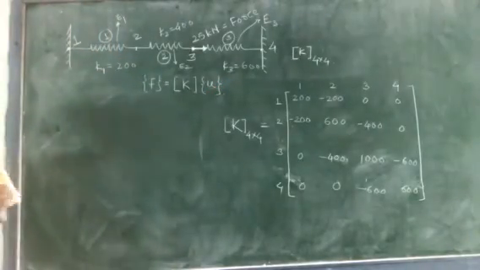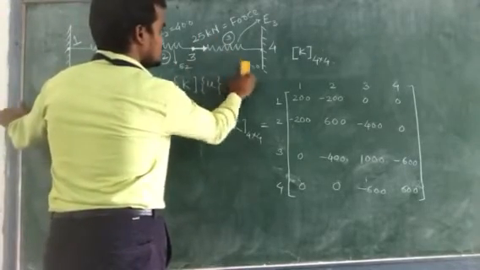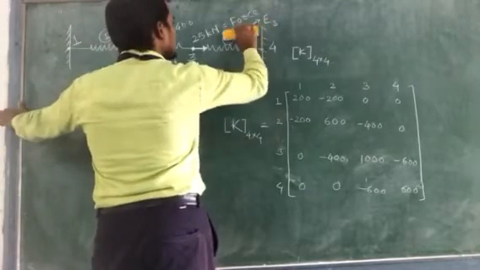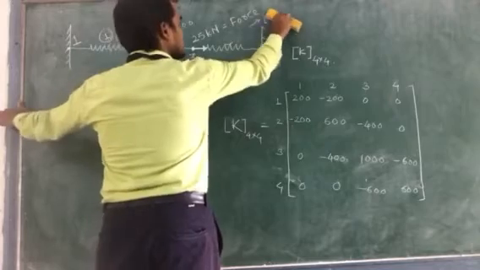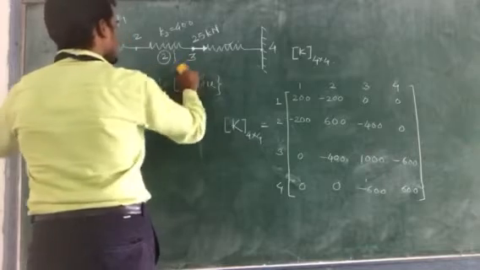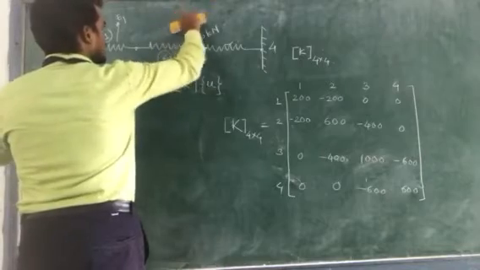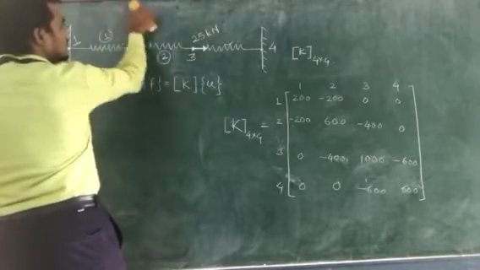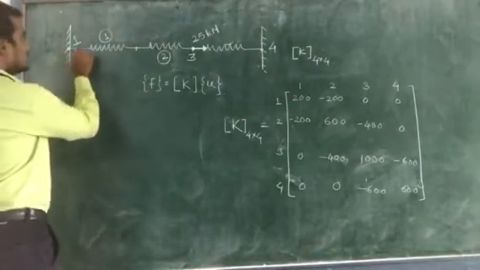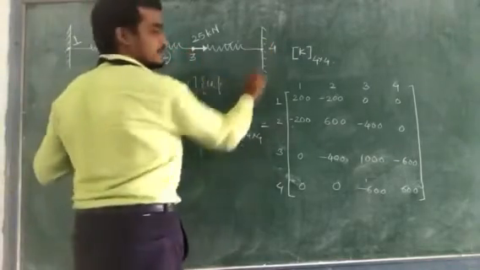So now we need to denote our nodal values for force as well as displacement. We need to denote our nodal values here. This is the basic problem. So as we have denoted our nodes as 1, 2, 3 and 4.